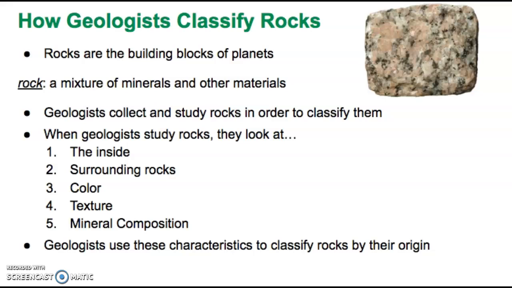In terms of qualities, the geologist is going to look at color, they're going to look at texture, and they're going to look at mineral composition. That's just a fancy way to say they're going to analyze and identify the different minerals that make up the rock sample. Geologists are going to use these characteristics in order to classify rocks by their origin. Now, when we say origin, we're not talking way back at the time of creation. We're talking about where this rock is at in the rock cycle. Is it currently an igneous rock? Is it currently a sedimentary rock? Or is it currently a metamorphic rock? It has to do with how it formed. That's why we say that they're classifying these rocks by their origin.